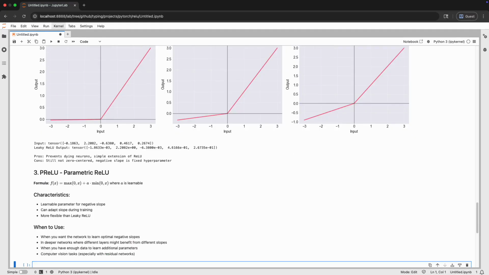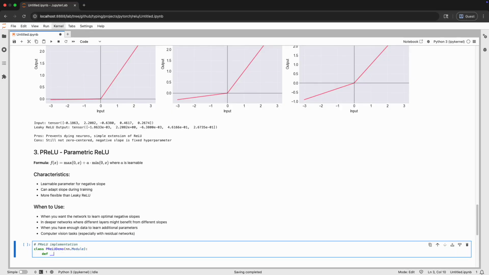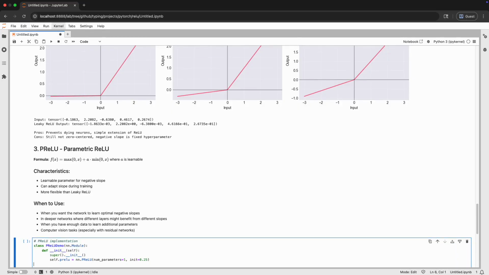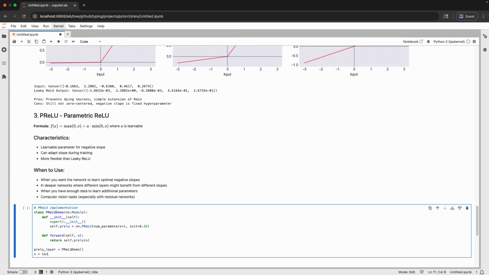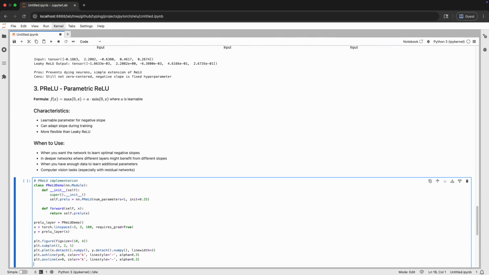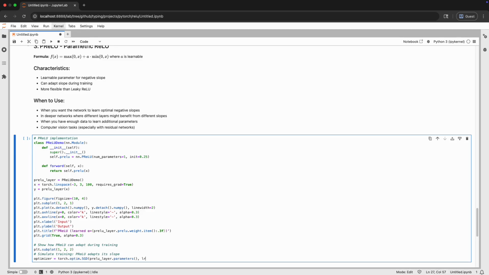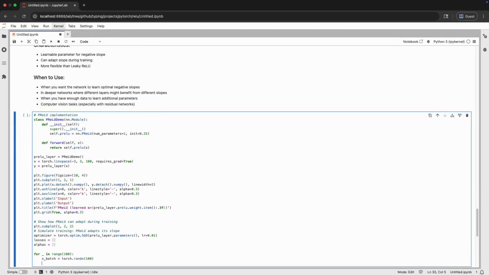PReLU, or Parametric ReLU, takes this concept further by making the negative slope learnable. Instead of fixing alpha, the network learns the optimal negative slope during training. This gives more flexibility than Leaky ReLU and can adapt to different layers' needs. Core code. I'm demonstrating PReLU with a learnable parameter. We'll see how the negative slope parameter adapts during training. This shows the key advantage of PReLU.